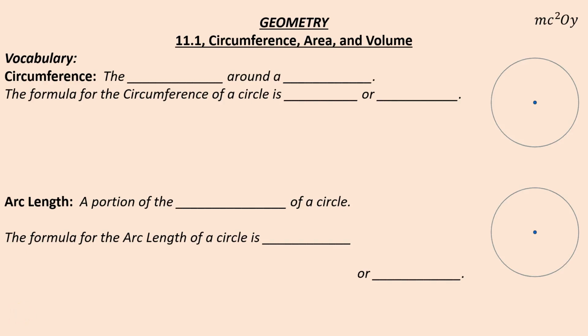Okay, we're going to talk about circumference, area, and volume. So just a quick reminder, the circumference of a circle is the distance around a circle. Okay, so the outer edge here, the distance around it. The formula for circumference, if you can't recall that, is the circumference is equal to pi times the diameter. Or, since there's two radii in the diameter, its circumference is equal to 2 pi r.